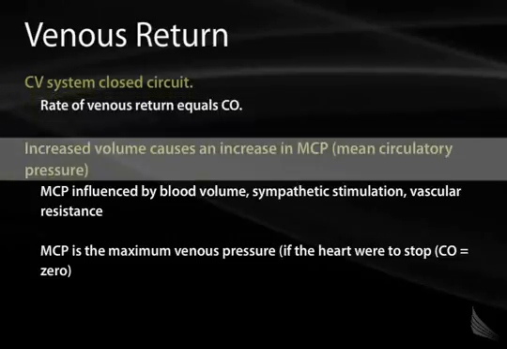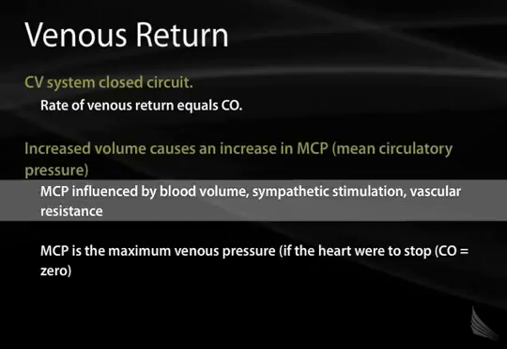An increased volume of blood in the patient causes an increase in mean circulatory pressure. Mean circulatory pressure is the maximum pressure in all the chambers of the blood if the heart were to stop, if cardiac output were to equal 0. All of the chambers would normalize to this mean circulatory pressure. This is influenced by blood volume, sympathetic stimulation, and vascular resistance.